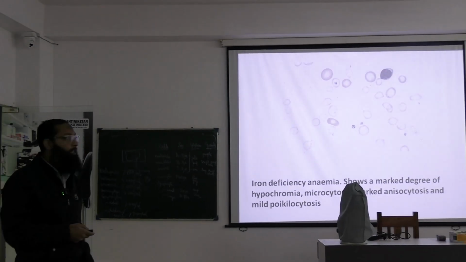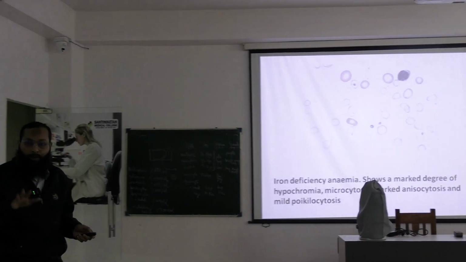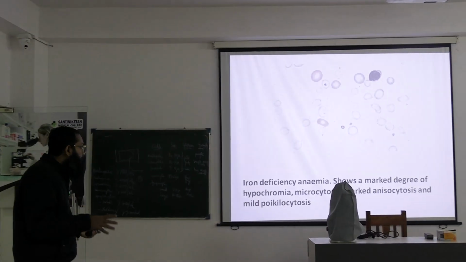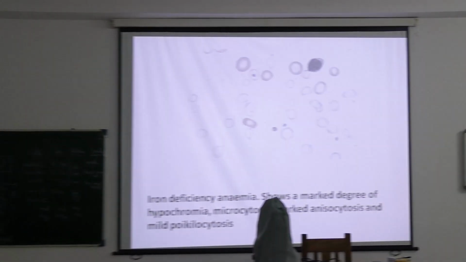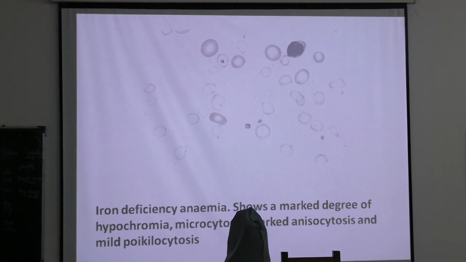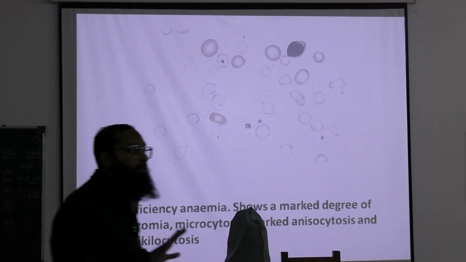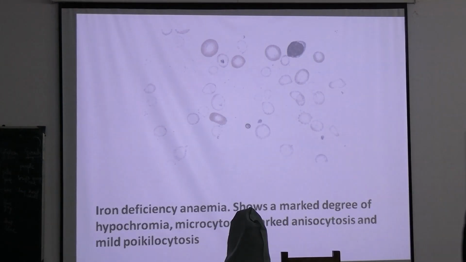Anisocytosis. If different sized RBCs are present in a peripheral blood smear, we call it anisocytosis. And if different shaped RBCs are present, meaning one RBC is round, one is ellipsoid, one is some other shape, we call it poikilocytosis. And if both are present, anisopoikilocytosis. Okay, clear? So, anisocytosis is characteristically seen in iron deficiency anemia.